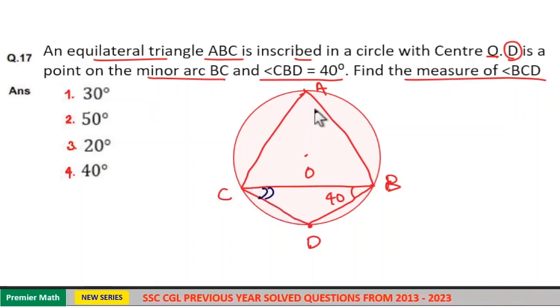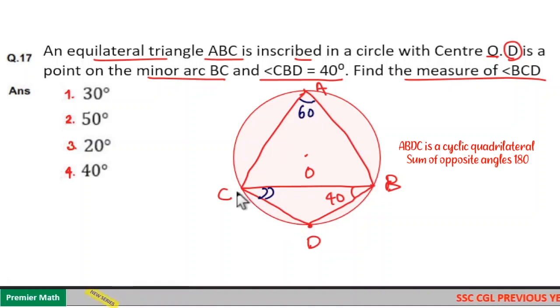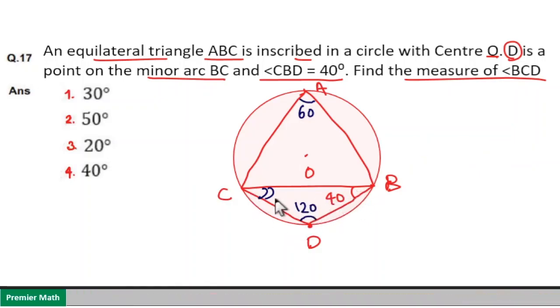Here equilateral triangle, all angles are 60 degree, which means this angle is 60 degree. And this ABCD is a cyclic quadrilateral, which means the sum of opposite angles is 180 degree. So 60 plus 120 is 180 degree. Now if you take this triangle, this is 120 plus 40. So the remaining should be 20. Sum of angles of a triangle is 180 degree. So option 3 is your answer. That is, angle BCD is 20 degree.